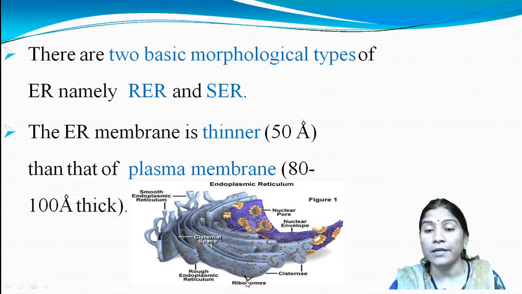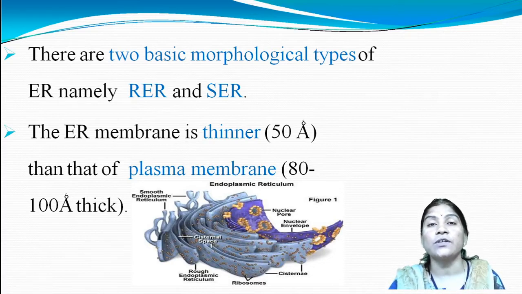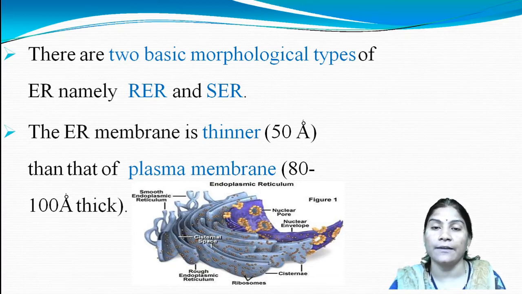These are the small and tiny particles that we call the ribosomes. These are the flattened sac-like structures which are unbranched, called the cisternae. These are the nuclear envelope. The nuclear envelope has an inner and an outer membrane. This one is the nuclear pore. The nuclear pore and the nuclear envelope are elements of the nucleus.